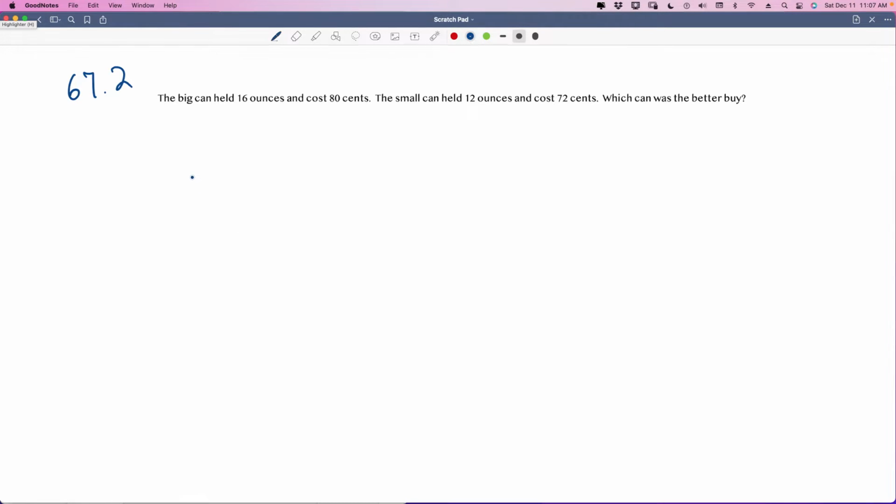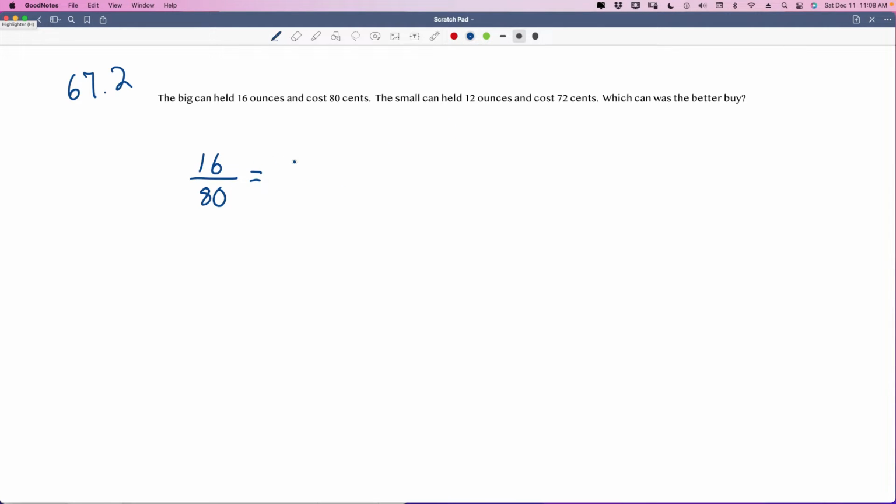So we're going to start with the big can. 16 ounces was 80 cents, right? So we want to reduce that down to find something that is comparable between these two, some unit of measure that makes sense. So what we can do is we can divide and find out what the cost per ounce for each can is, because that is the unit of measure that they have in common. They have ounces in common. It's a different quantity of ounces, but it's still ounces.